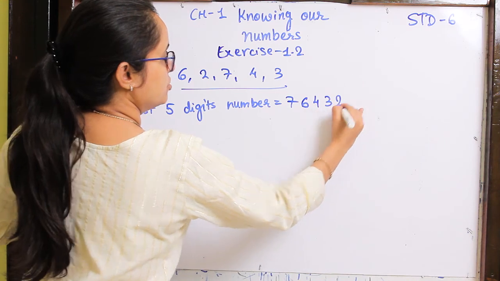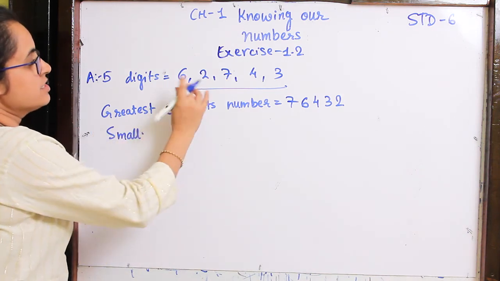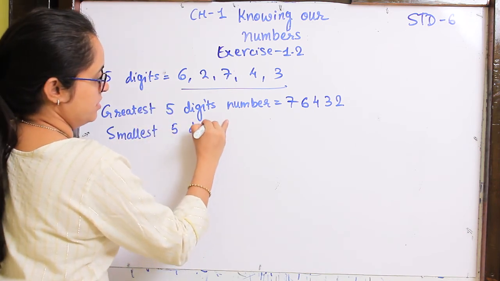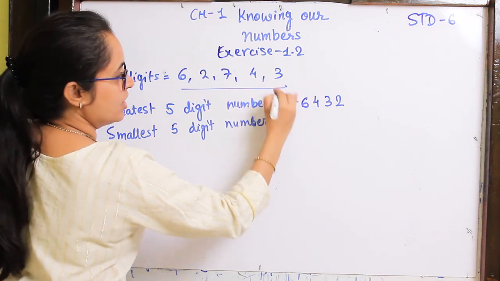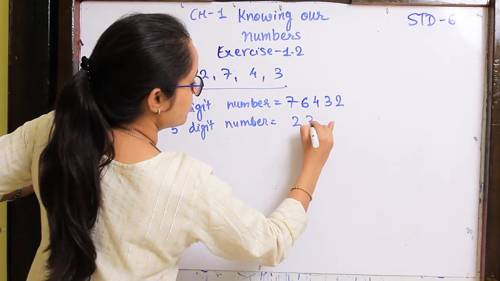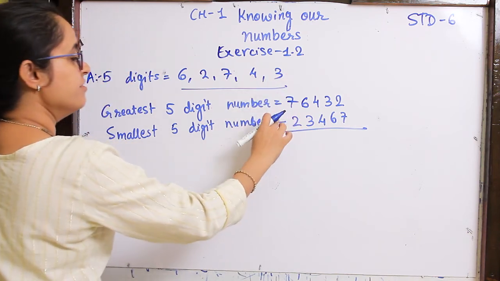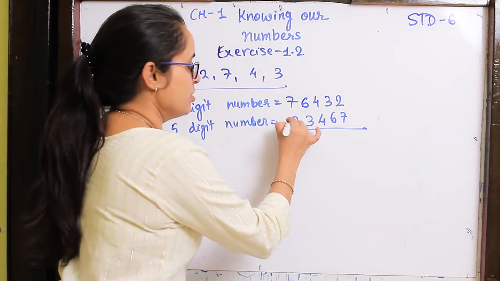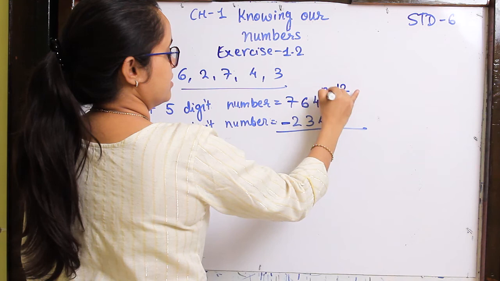Now the last question of this session. Find the difference between the greatest and the least 5-digit numbers that can be written using the digits 6, 2, 7, 4, 3, each only once. Okay, this is a tricky one. You have to first make the greatest 5-digit number and the smallest 5-digit number from these digits. I am writing the digits first. It is very easy. You start with the bigger number first. So the bigger number is 7, then you put them into descending order: 7, 6, 4, 3, 2.